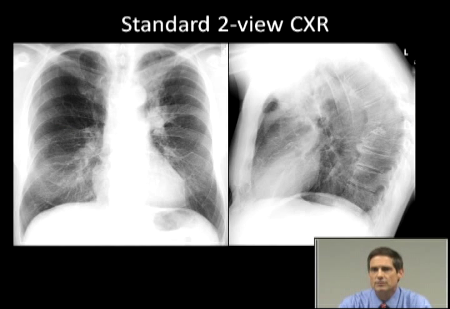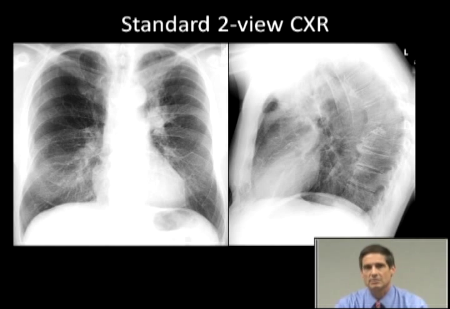Your standard 2-view chest exam is taken. Typically, the best exam is going to be done in the department. It's going to be done with the patient upright. It's going to be done PA, or posterior to anterior, with the x-ray tube on the back of the patient and the film in front of the patient. That reduces the magnification of the cardiac silhouette. Get you a good picture like this one on the left.